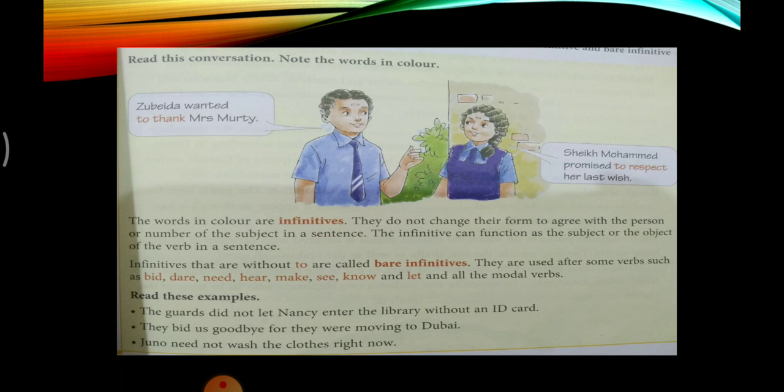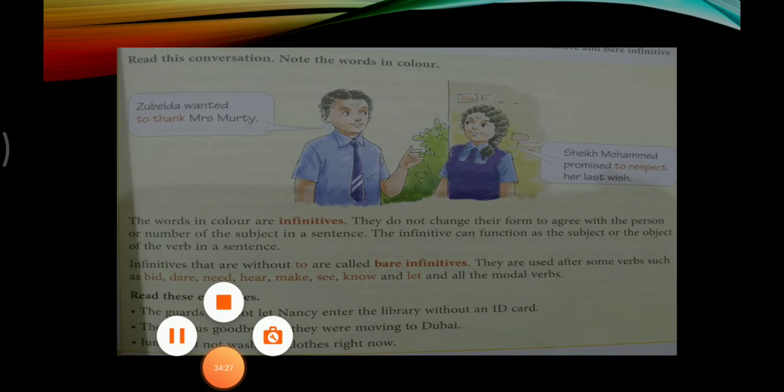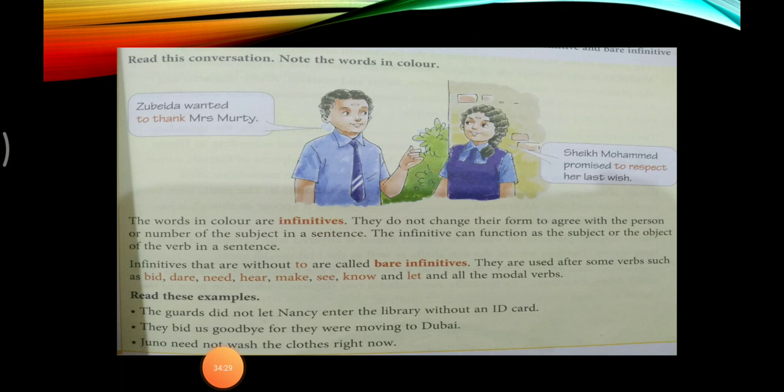Now coming to the lesson in the book. Read this conversation. Note the words in color. Zubeda wanted to thank Mrs. Murthy. Sheikh Mohammed promised to respect her last wish. The words in color are infinitives. They do not change their form to agree with the person or number of the subject in a sentence. The infinitive can function as a subject or the object of the verb in a sentence.